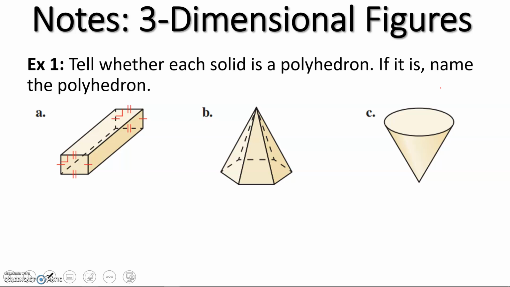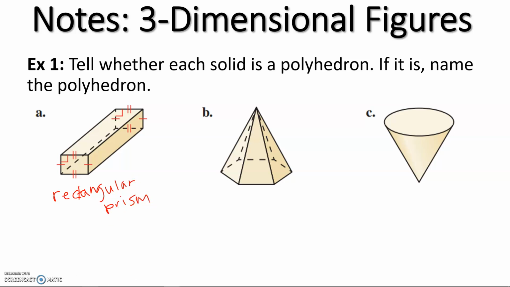All right, let's take a look at example 1. Tell whether each solid is a polyhedron. If it is, name the polyhedron. So if we look at letter A, we can see that it is in fact a polyhedron. We can see that because if we look at the bases here, the bases are rectangles. We can also see that none of the sides are slanted. So we're going to call this a rectangular prism.